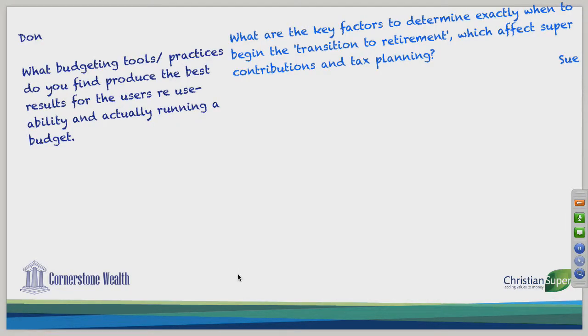A couple other questions from Don. One was about budgeting tools and practices. Do you find the best results for users and reader usability and actually running the budget? It is really a personal thing how you run your budget.